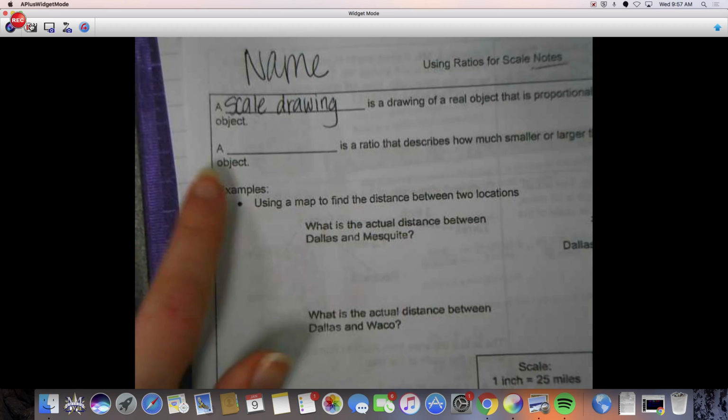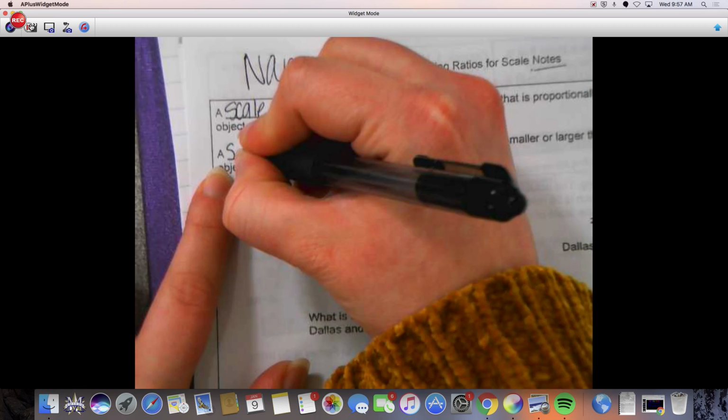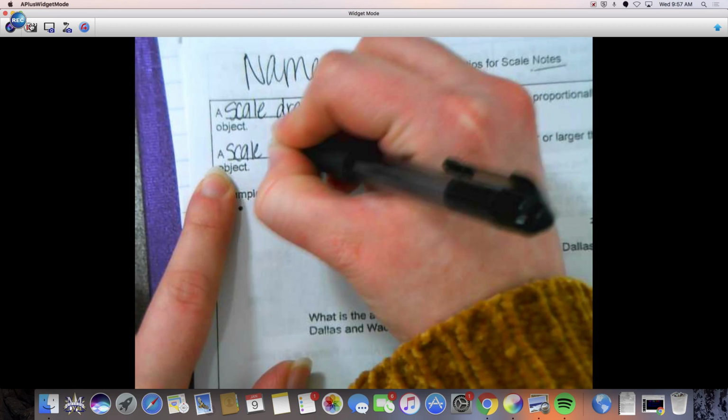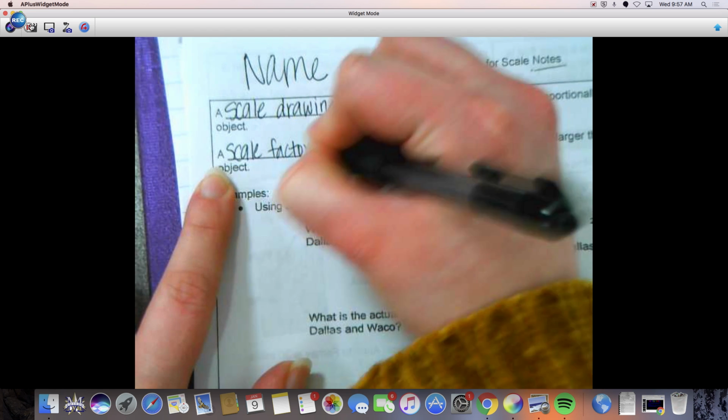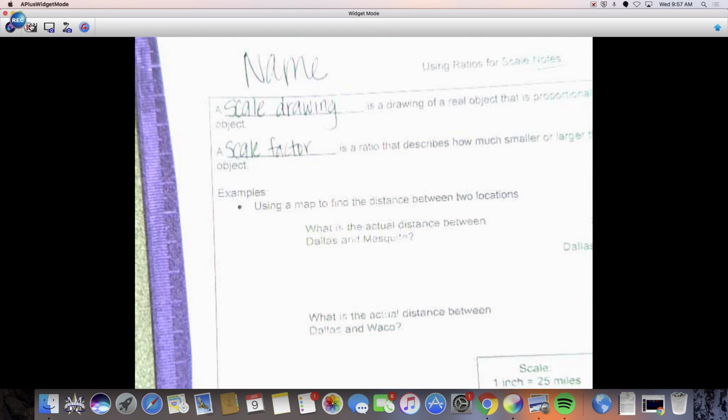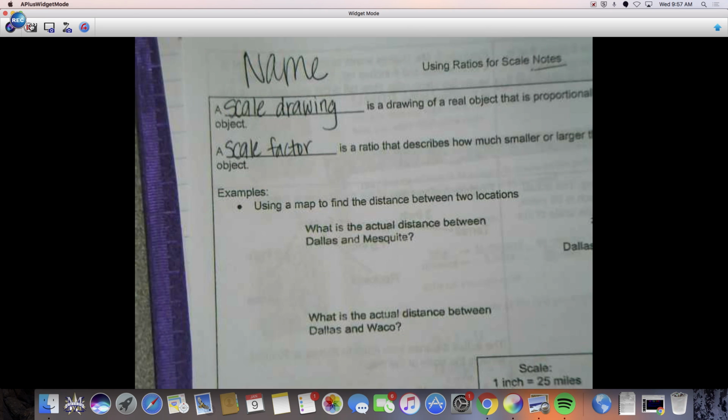Okay? A scale factor is a ratio that describes how much smaller or larger the scale drawing is than the real object. So the scale factor is a ratio. Every map you look at uses ratios.